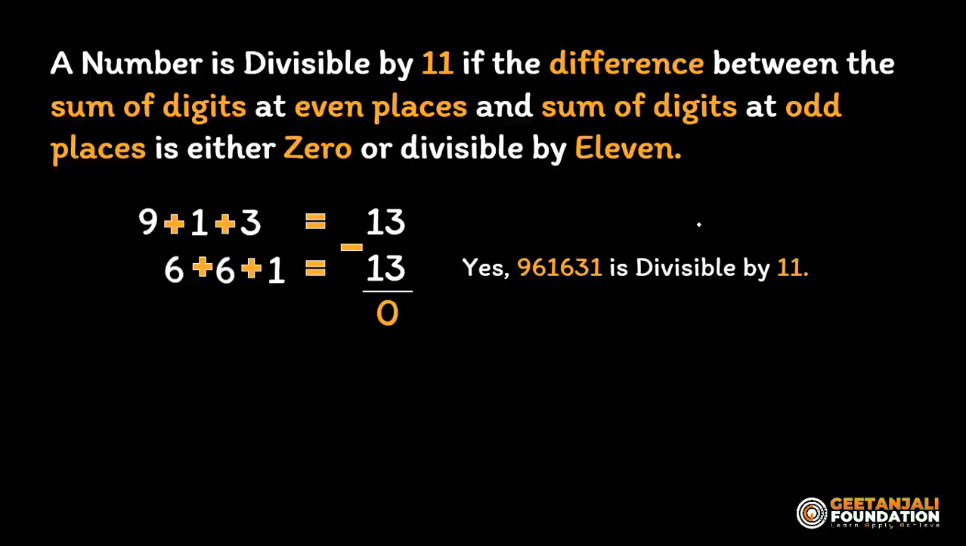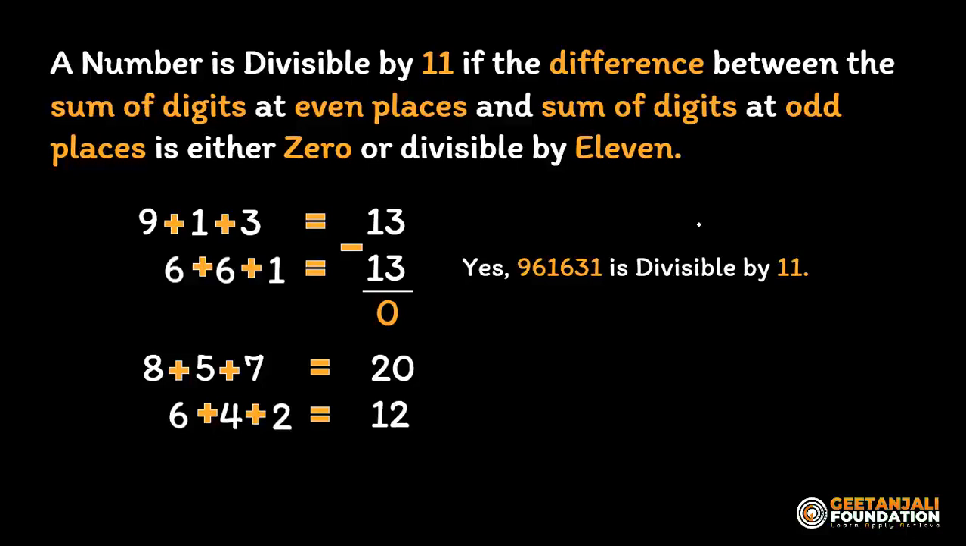Let's take one more example. The number is 865472. So what you will do, first segregate even place and odd place digits. Add them separately. So 8 plus 5 plus 7 is going to become 20, and 6 plus 4, 10, plus 2 is 12. So 20 minus 12 is 8. It is neither 0 nor a multiple of 11. So the given number will not be divisible by 11.